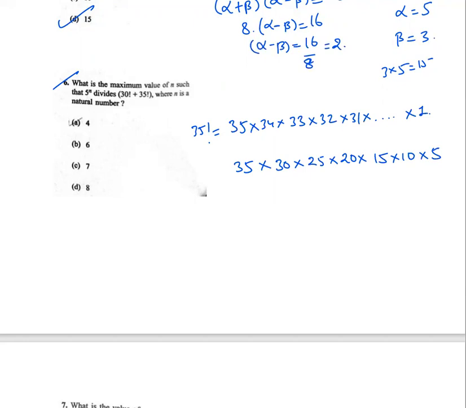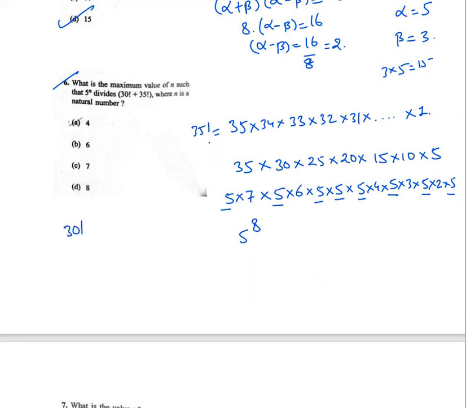Now how many 5s do we have? 35 can be written as 5 into 7, 30 as 5 into 6, 25 as 5 into 5, 20 as 5 into 4, 15 as 5 into 3, 10 as 5 into 2, and then 5. So how many 5s do we have? 1, 2, 3, 4, 5, 6, 7, 8. So this product will give me 5 power 8. So we have a total of 8 fives in 35 factorial.